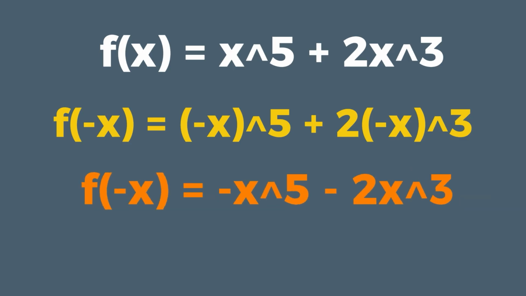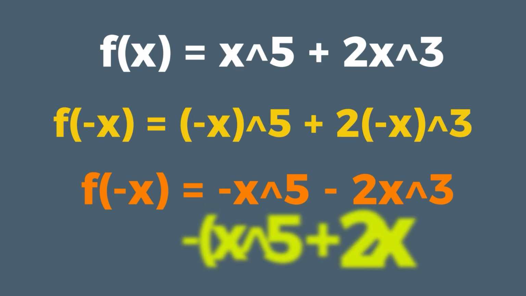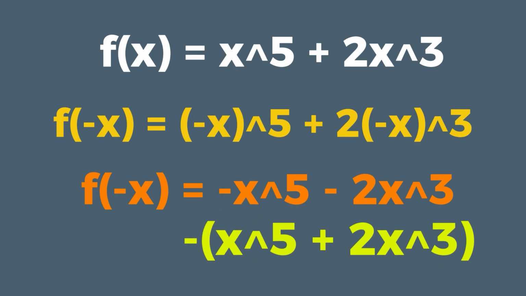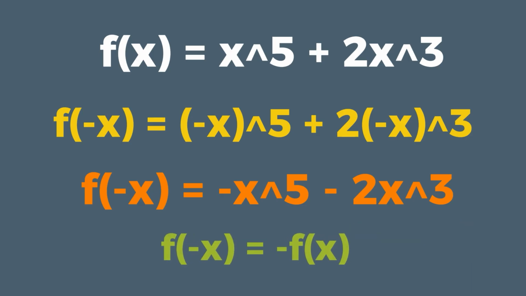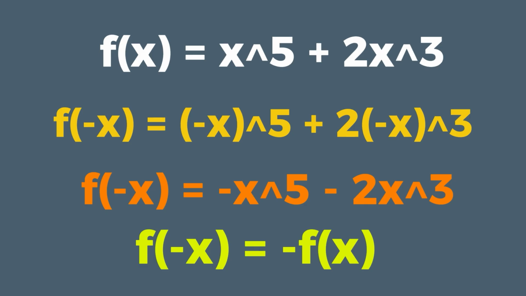Now if we factor out negative 1, we get negative 1 times open parentheses, x to the power of 5 plus x to the power of 3, close parentheses. What is inside the parentheses is exactly the original function. So we conclude that f of negative x equals negative f of x.